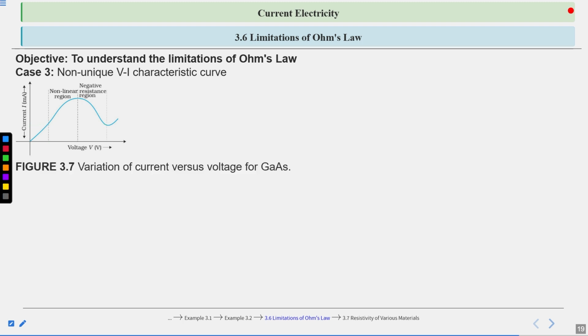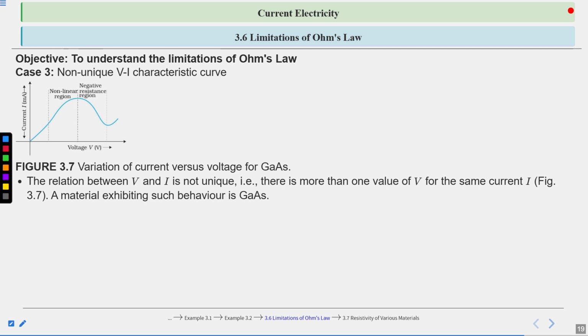Now, the variation of current versus voltage for gallium arsenide. Gallium arsenide is also a semiconducting material. For that material, this type of graph is formed. The VI characteristic for gallium arsenide is like this, so gallium arsenide has non-unique VI characteristics. A thermistor is also a semiconducting device, and it also has this type of graph, with non-unique VI characteristics. The relation between V and I is not unique. There is more than one value of V for the same current. A material exhibiting such behavior is gallium arsenide.